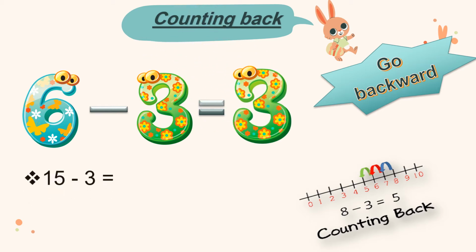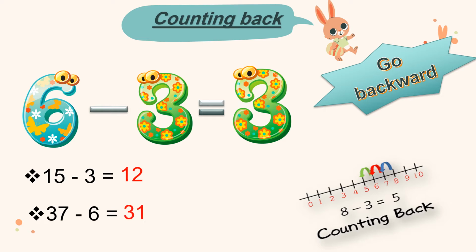Another example, 15 minus 3. We will count back 3 steps. Before 15: 14, 13, 12. So 15 minus 3 equals 12. Another one, 37 minus 6. We will go backward 6 steps. Before 37: 36, 35, 34, 33, 32, 31. So 37 minus 6 equals 31.